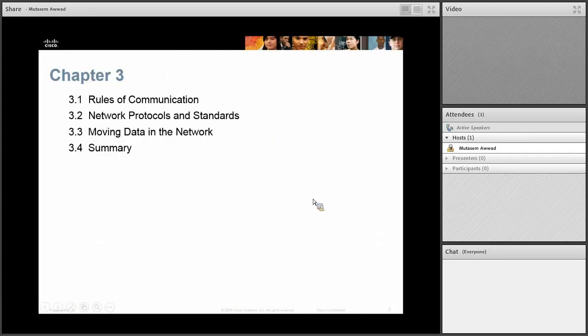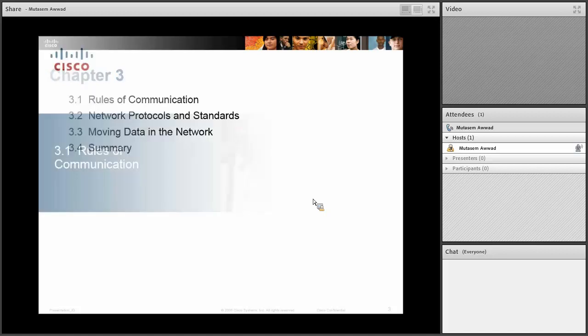All right, continue. So here are some rules of communication. In this chapter, we'll cover four sections: the rules of communications, the network protocol standards, moving the data in the network, really the encapsulation process. Excuse me. So let's get busy.